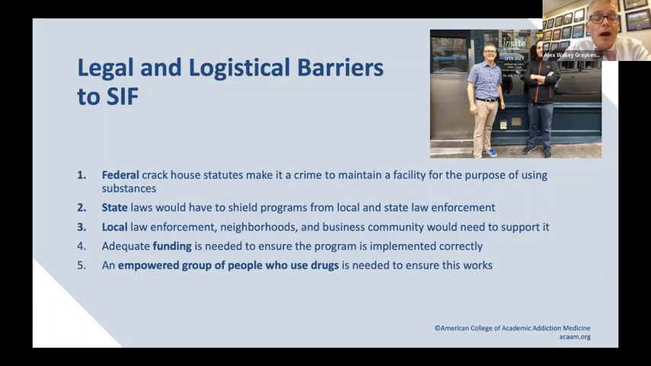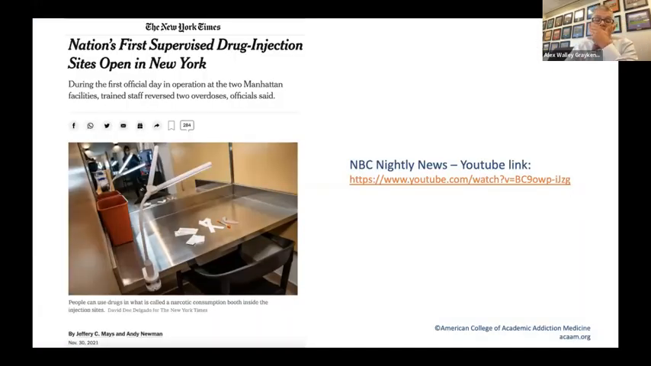And then probably most importantly, you need an empowered group of people who use drugs to ensure that it works. You want to make sure if you build it, people will come and it works for the people who are going to use it. And in Vancouver, the VANDU Drug Users Union was central to the success of that program. So I'm going to try to show a video here.